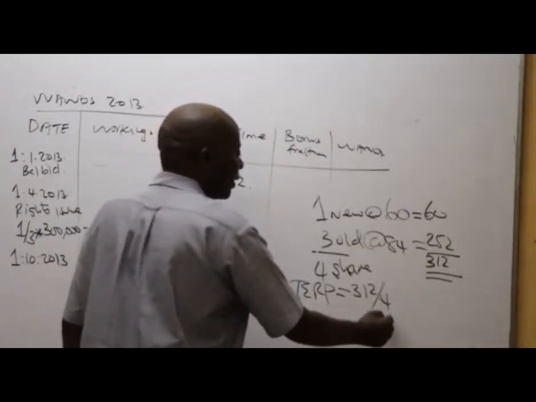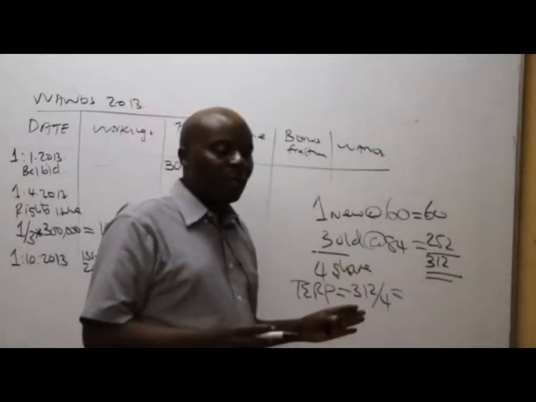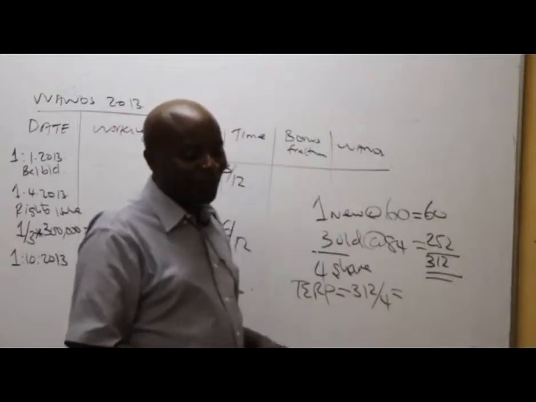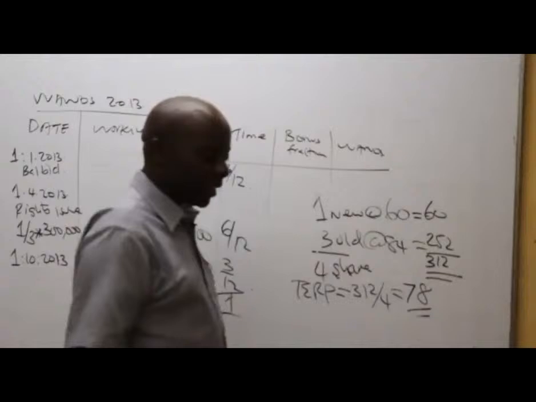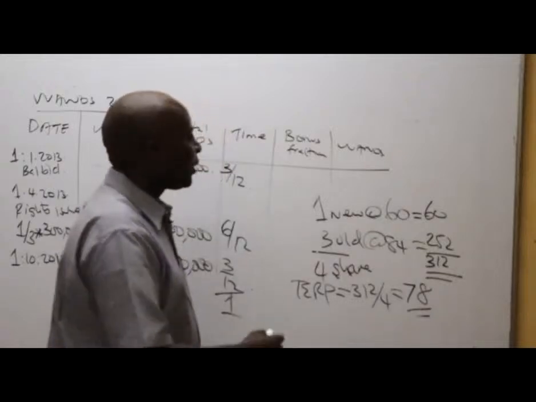312 over 4. Ladies and gentlemen, you may not have gotten anything from this mwalimu, but I so strongly believe that at least umeshika formula ya theoretical ex-rights price. Uendi nyumbani bure, uendi home bure. So this is 78 like that. This 78 like that.